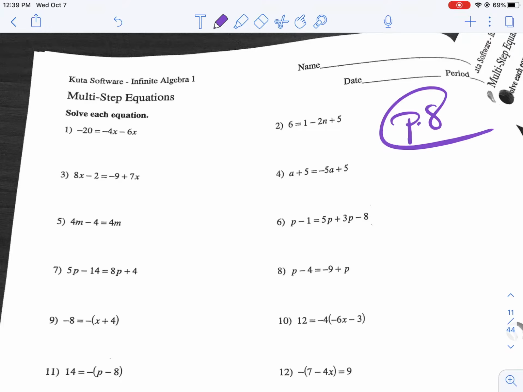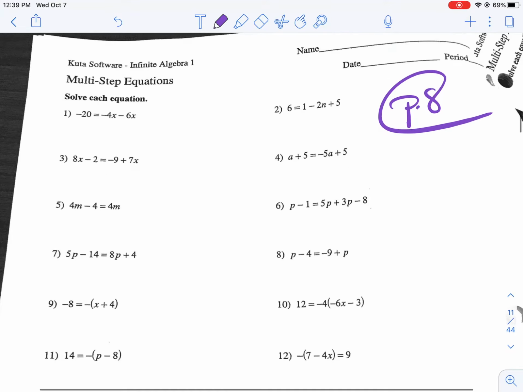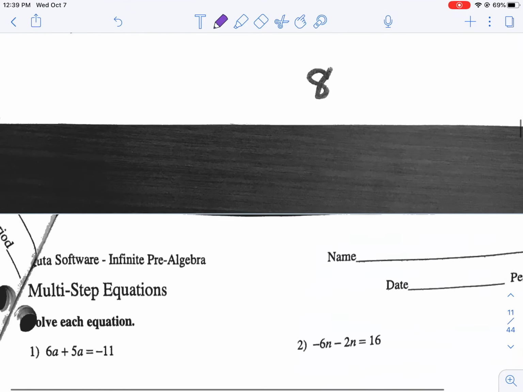But the idea here is that we're going to start moving variables around. And some variables might even cancel and do some weird things. So let's start by looking at number, I have them written down here, so I'm just checking over which ones I want to do.